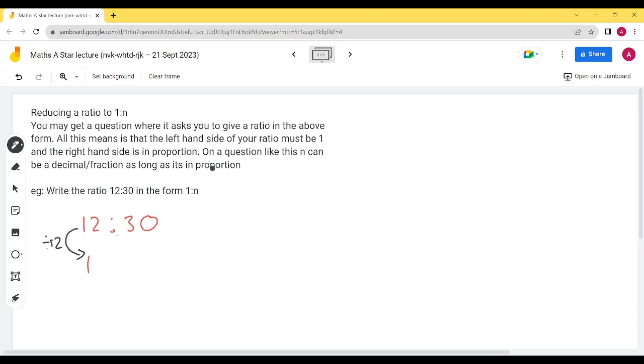And now whatever we do to the left hand side, we have to do exactly the same to the right hand side. So we need to divide by 12, and 30 divided by 12, or 2 12s are 24, remainder 6, that is 2.5. So our final answer would just be 1 to 2.5. So that's all it means when it asks you to write a ratio in the form 1 to n.